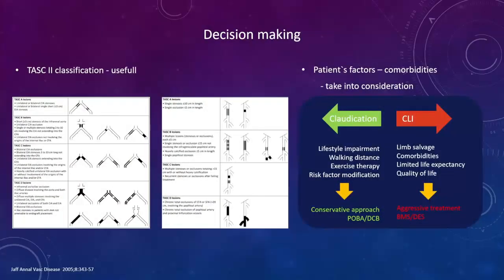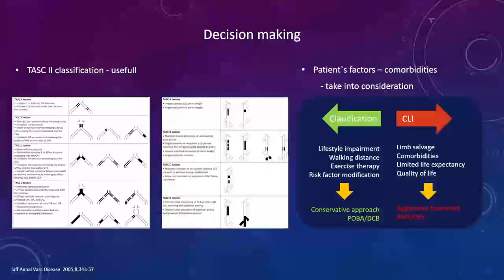In the decision-making process, the TASC II classification is very useful, where all the lesions are divided according to their complexity into 4 categories, and so we can choose if we are going for the easy cases, the A lesions, or the most complex lesions. These are the D lesions.